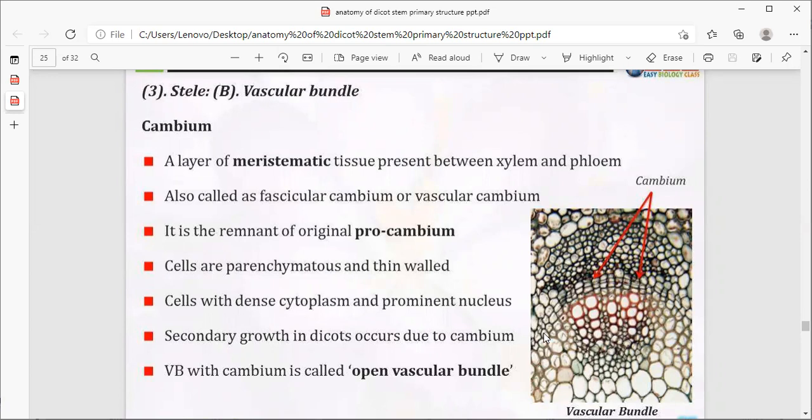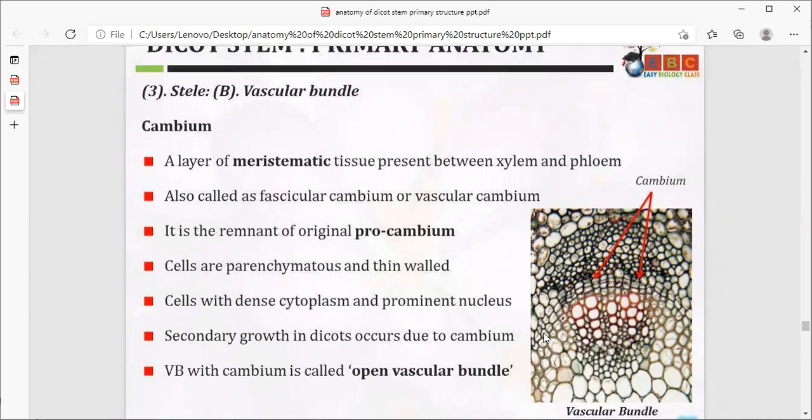So this is the meristematic tissue, and this tissue is responsible for the development purpose, growth purpose. These are present in a dicot only because secondary growth takes place. So we see here it is a meristematic tissue present in between the xylem cells and phloem cells. So it is called an open type of vascular bundle.